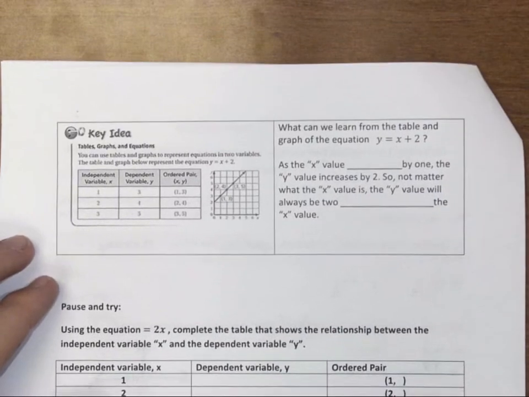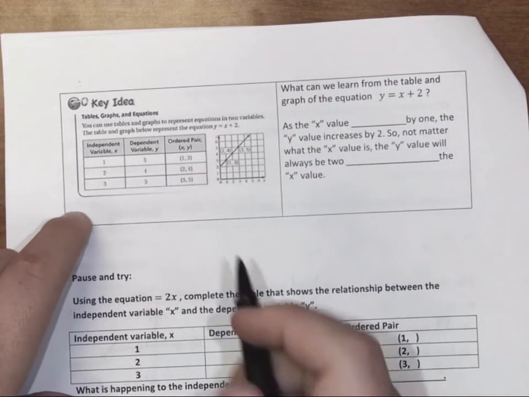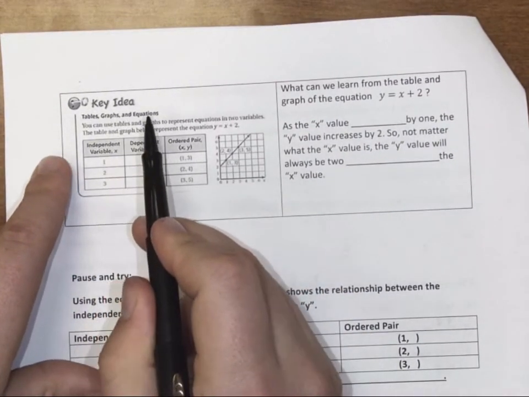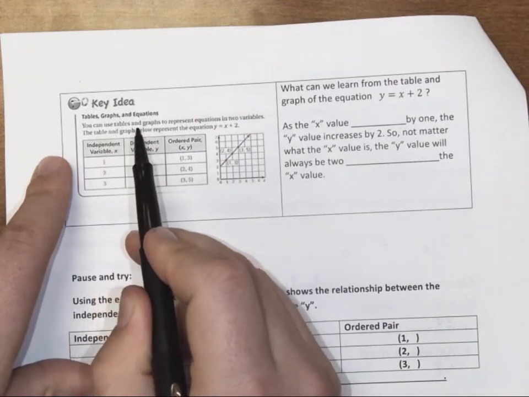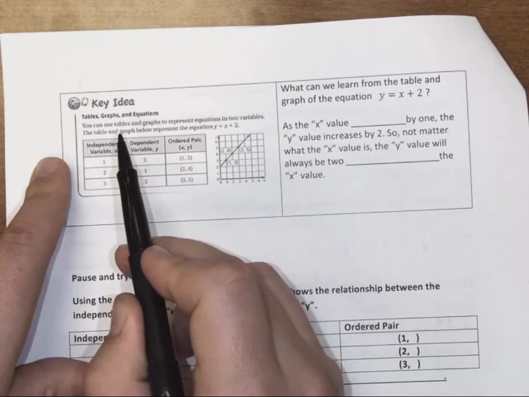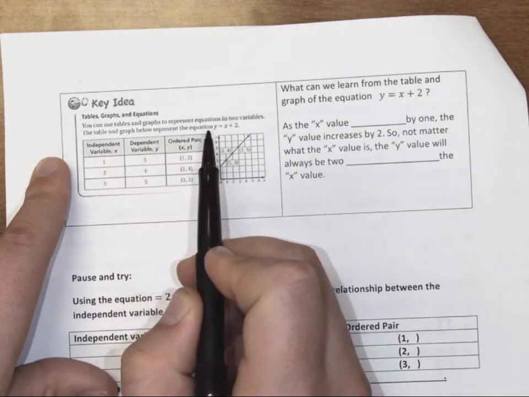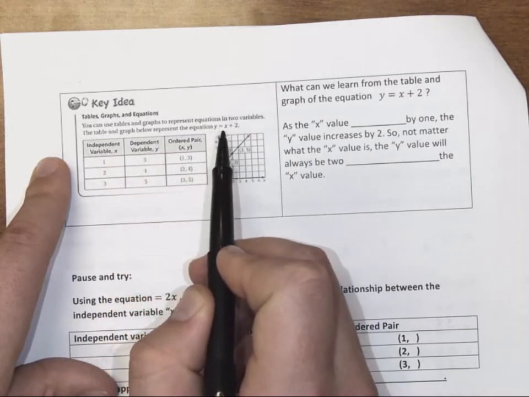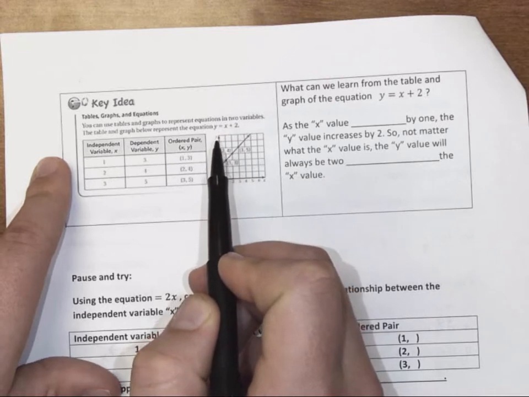If we look at this graph, it says, key idea, tables, graphs, and equations. You can use tables and graphs to represent equations in two variables. The table and graph below represent the equation y equals x plus 2. So let's take a look.